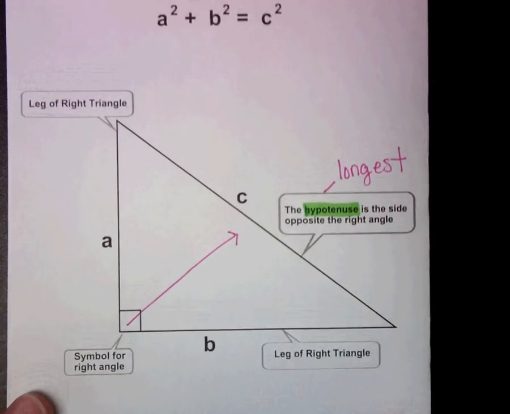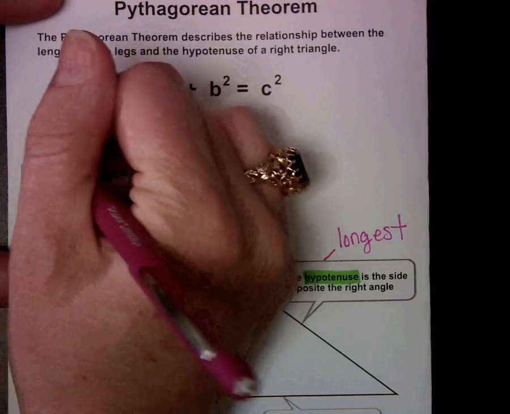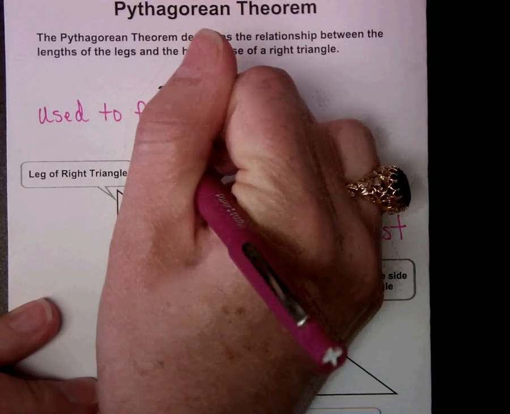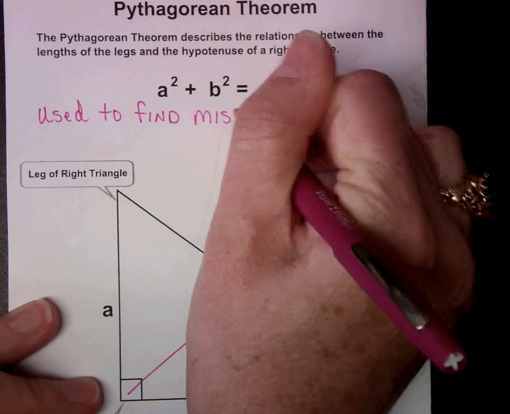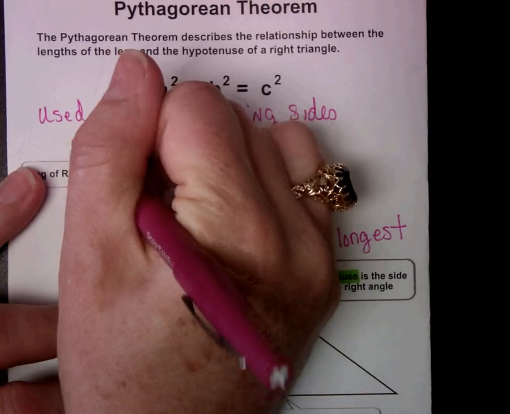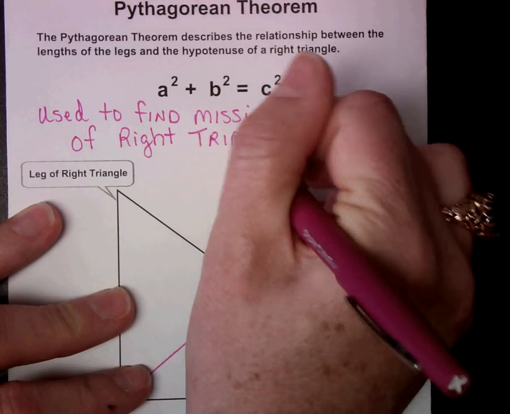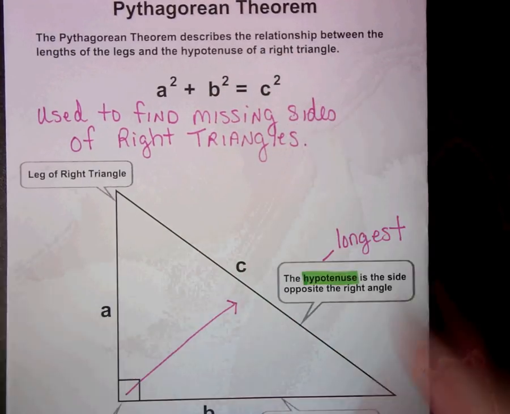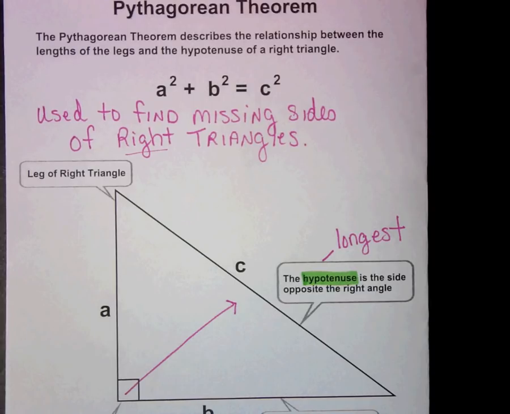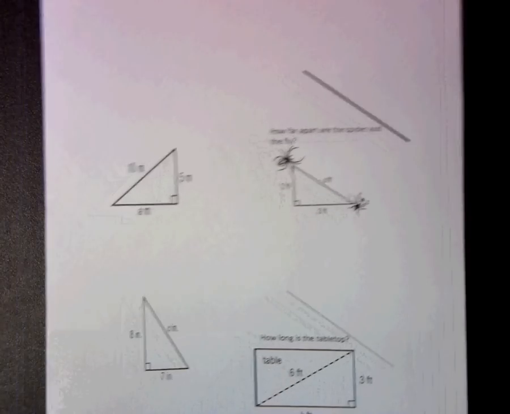When we look at the Pythagorean theorem, the purpose of the Pythagorean theorem, number one, is we're using it for right triangles, and it can be used to find the missing sides of right triangles. And so we have lots of things in life that involve right angles and right triangles. So that's what we use the Pythagorean theorem for. It's only for right triangles. It doesn't work with other types of triangles. Okay? So let's look at the examples here that we have right now.